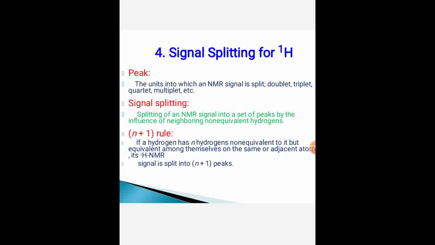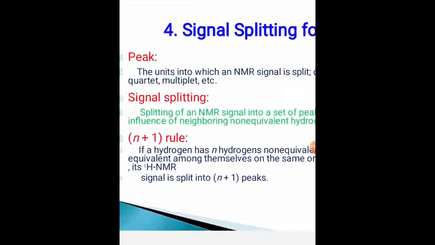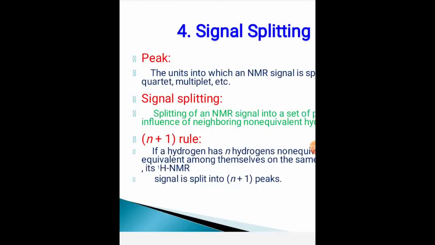Now the last point is the spin-spin splitting or spin-spin coupling. In spin-spin splitting, the spins of two non-equivalent sets of protons couple with each other at the resonance point and split singlets into multiplets. There are two rules to calculate the multiplets of each set of protons. The first rule is the n plus 1 rule.